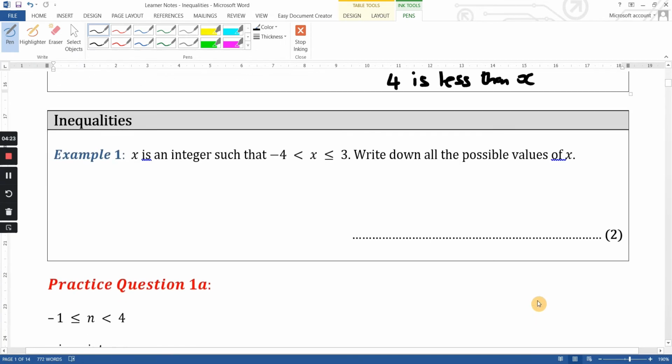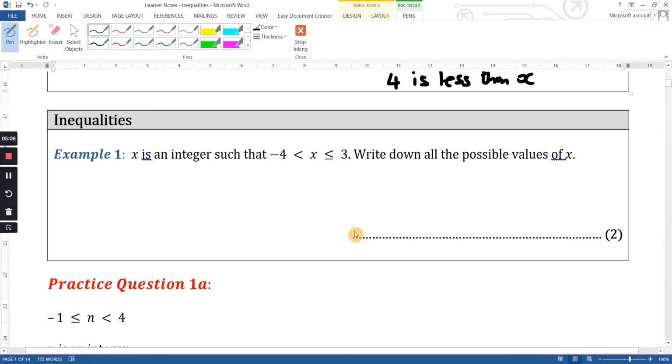So let's have a look at certain questions that you might get in the exam, and this will apply for foundation and higher as well. Example 1: x is an integer such that minus 4 is less than x, which is less than or equal to 3. Write down all the possible values of x, 2 marks. This looks a bit weird if you've never seen inequalities, but basically all our values for x are between these two numbers. You just have to be careful with the signs. Minus 4 is not included because it's not equal to, so there's no line there.